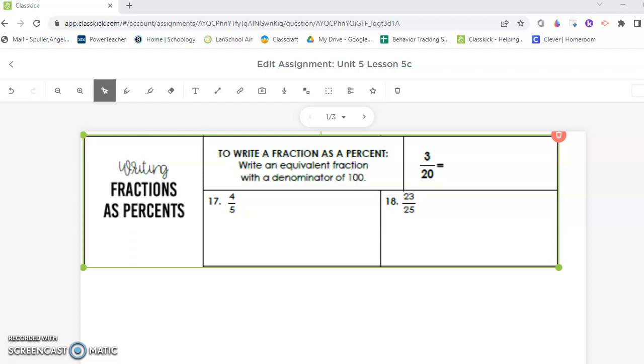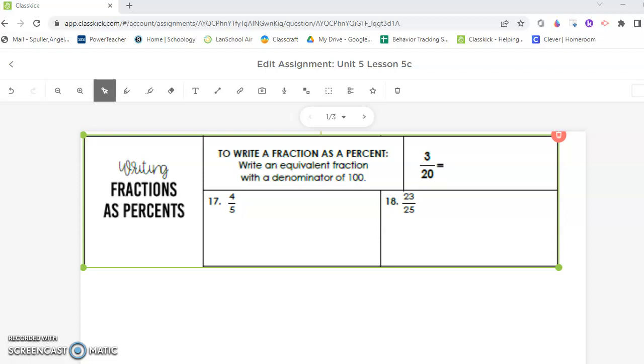So, Unit 5, Lesson 5, C notes. All right, again, this is on the same notes that you've been taking. I just wanted to break it down smaller so you're not trying to remember all this or learn all this at the same time. All right, looking at this, to write a fraction as a percent, the best thing to do is to get it into a fraction with a denominator of 100.